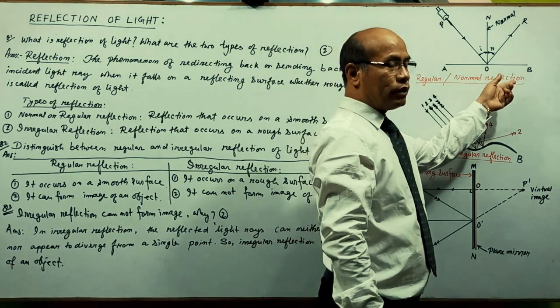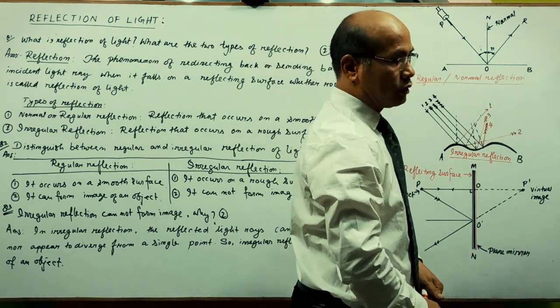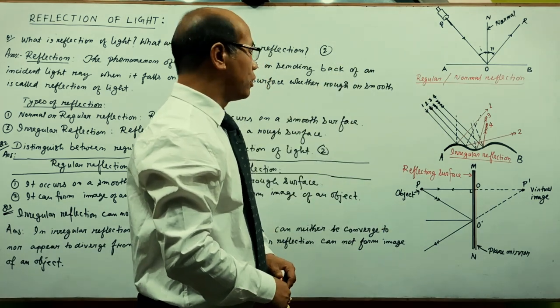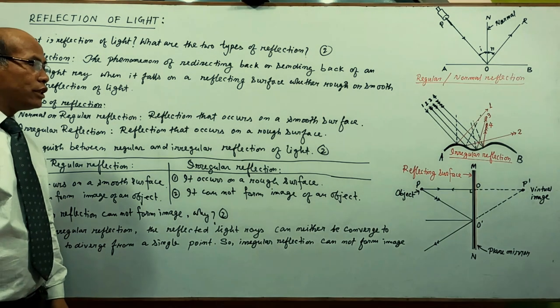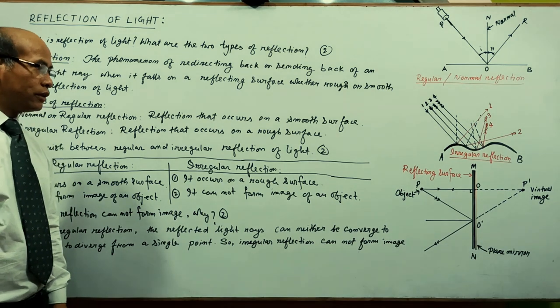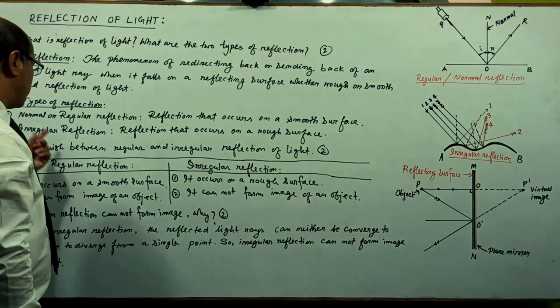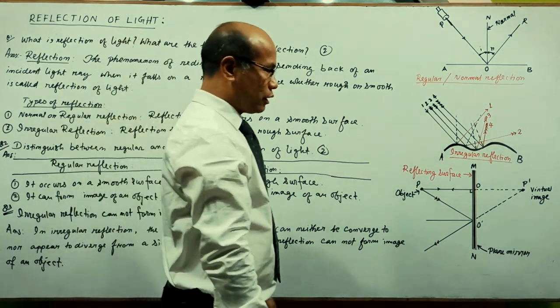The reflecting surface can be smooth or rough. With a smooth surface, we get regular reflection, that is normal reflection, which is simply what you can call reflection. With a rough surface, we get irregular reflection, also called diffuse reflection. Irregular reflection happens on a rough surface, for example, on your whiteboard.